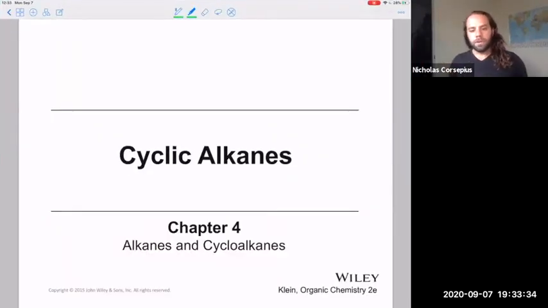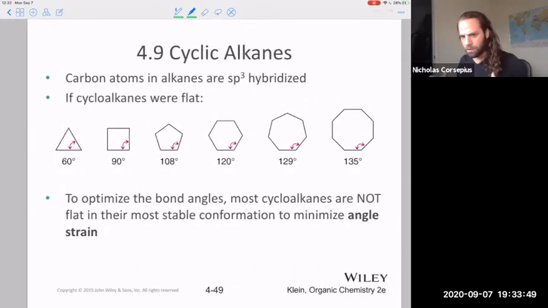All right, so now we're going to talk qualitatively, for the most part, about cyclic alkanes. We spent a lot of time talking about alkanes. We know how to name cyclic alkanes, but let's talk about some of the features that define a cyclic alkane here, specifically focusing on the smaller ones.